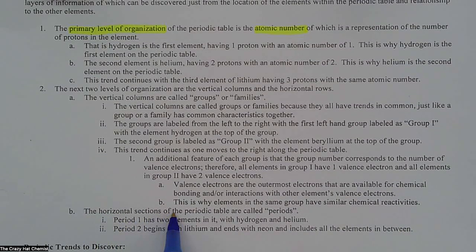The horizontal sections of the periodic table are called periods. Period 1 has 2 elements in it, hydrogen and helium. Period 2 begins with lithium and ends with neon and includes all the elements in between.